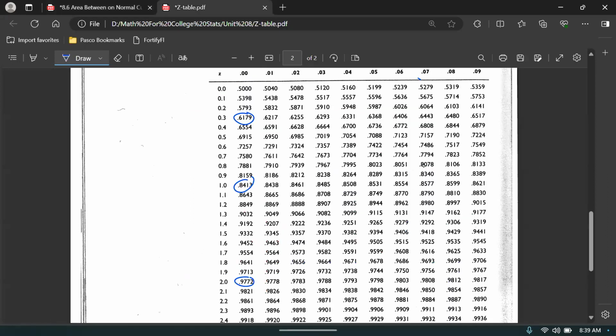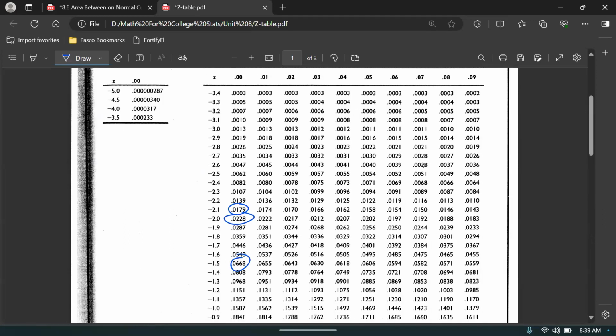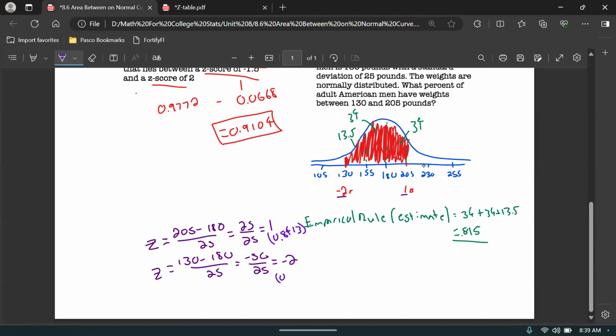0.8413, and then the one at -2.0 is 0.0228, and then subtract them. I'm basically doing this problem 3 times. 0.8413 minus 0.0228, you get 0.8185. So again, a little bit off of the estimate from the empirical rule, but pretty close.